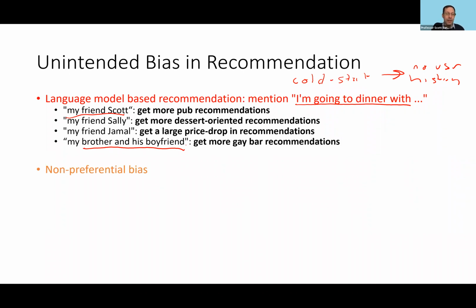It's not so easy. The problem is there were no preferences in my request at all, right? The only thing I changed here is the mention of names or relationships, right? Does it make sense if I change Scott to Jamal? That drastically shifts the recommendations, right? Or Scott to Sally, right?